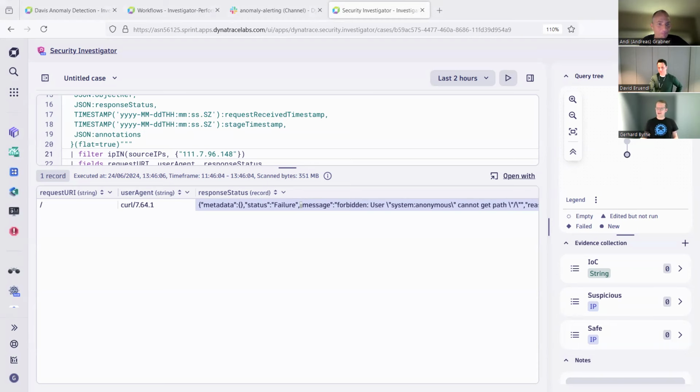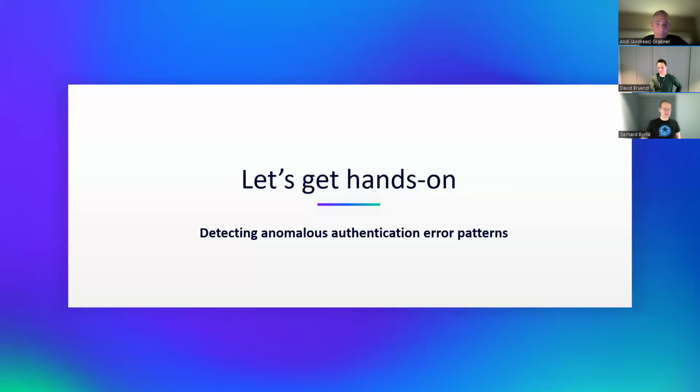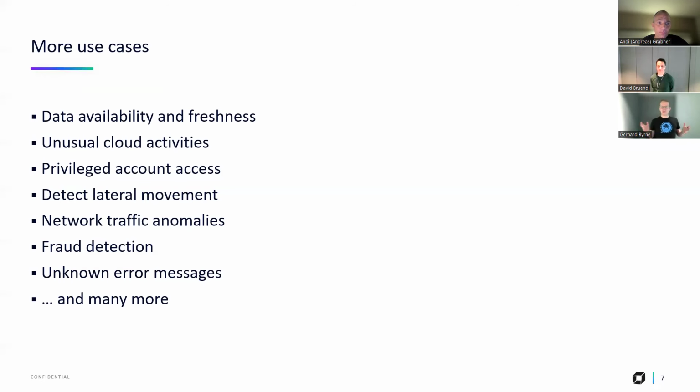Perfect. So I would like to come back for a second to my slides and show you one more thing. That was basically a very simple use case that utilizes the Davis anomaly detection. But anomaly detection unlocks a lot more use cases for security. Starting, for example, with data availability and freshness, having prepared log failure alerts in advance helps you to avoid situations where you don't have the logs prepared when you need them. Detecting unusual activities in your cloud or in important accounts is especially important and is now possible with DQL and the Davis anomaly detection.